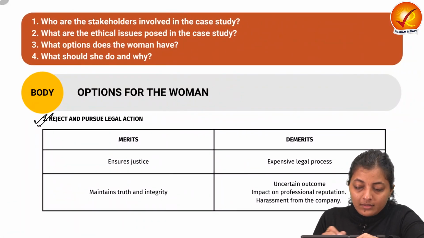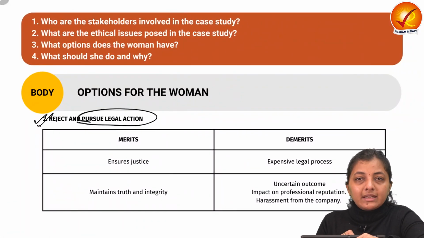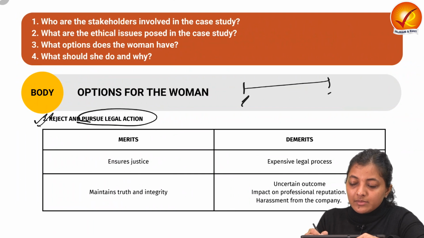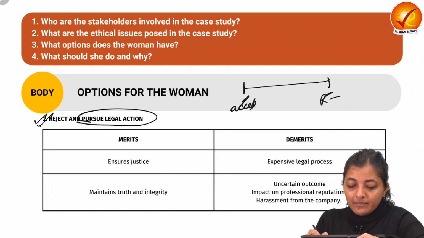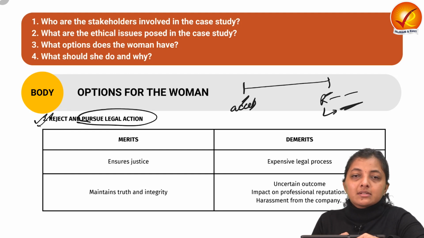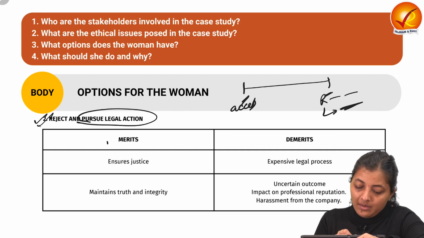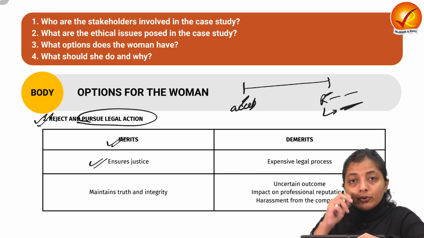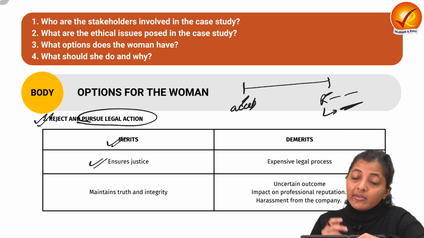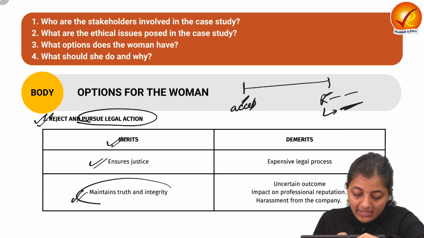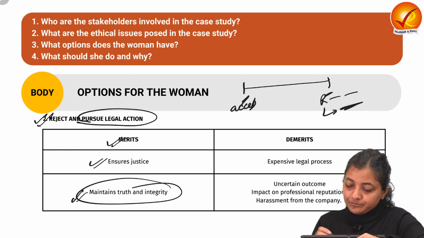Next is rejecting and pursuing legal action. Extreme step: the earlier one was accepting, and this is rejecting the settlement agreement and pursuing legal action against the executive and the company. The merits: by doing this, she is ensuring justice for herself, for the other employees and for future prospects also. She is maintaining the truth and integrity.